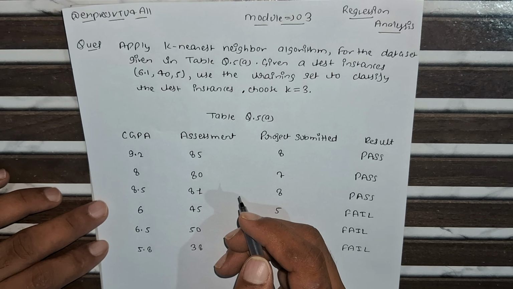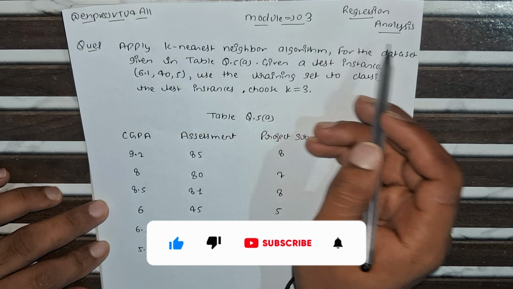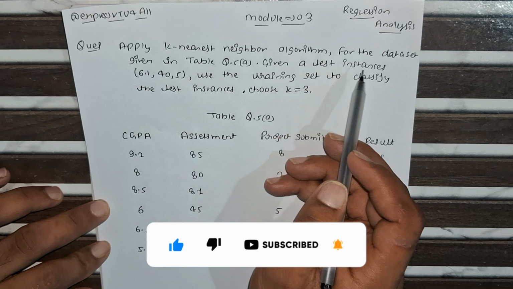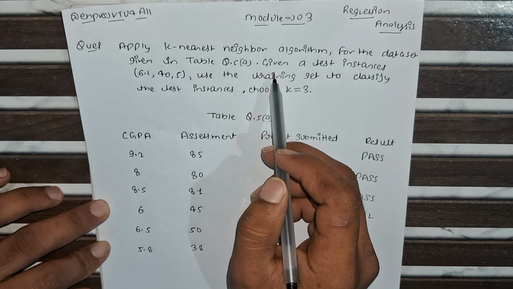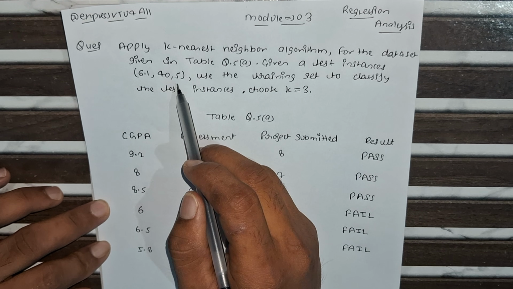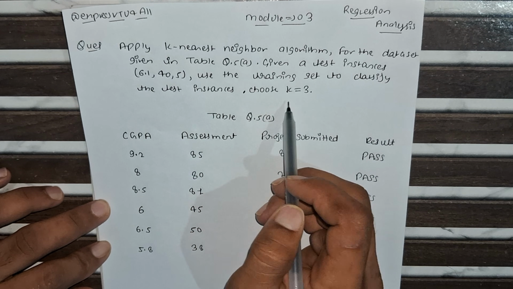In this video, we are going to solve a very important problem from Module 3, Regression Analysis. So the question is, apply K nearest neighbor algorithm for the dataset given in the table. This is question 5a. Given are test instances 6.1, 40, 5. Use the training set to classify the test instances. Choose K equals to 3.